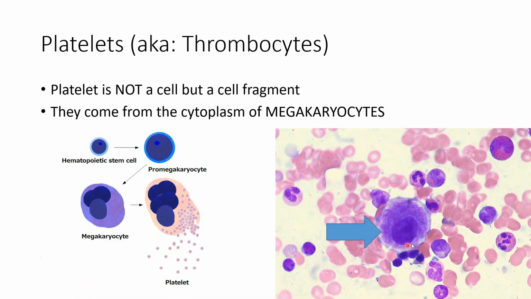Take a look right here that the blue arrow is pointing to. That is a megakaryocyte. Look at it in relation to a regular old segmented neutrophil right here. My goodness, that is huge. And you've got these little bitty red blood cells in comparison to this huge megakaryocyte. Well, what's inside the cytoplasm of a megakaryocyte? When that megakaryocyte explodes, all the little platelets come out. So it's just a piece of a larger cell.